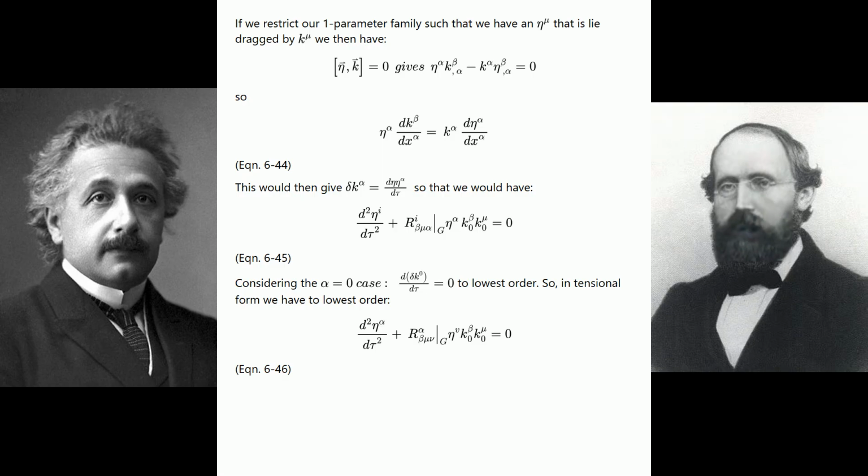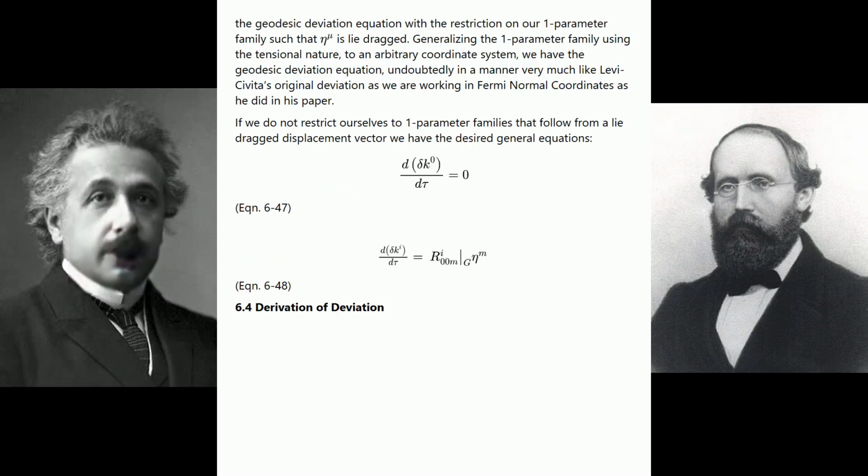So equation 6-44. This would then give delta k to the alpha equals the fraction with numerator d eta to the alpha and denominator d tau, so that we would have equation 6-45. Considering the alpha equals 0 case: the fraction with numerator d of delta k to the 0 and denominator d of tau equals 0 to lowest order. So, in tensorial form we have to lowest order, equation 6-46. The geodesic deviation equation with the restriction on our one-parameter family such that eta to the mu is Lie dragged.